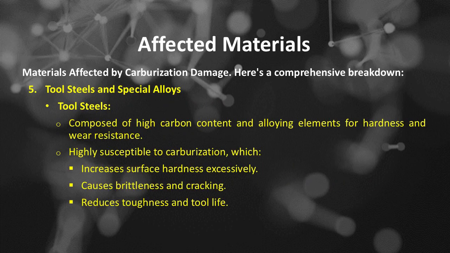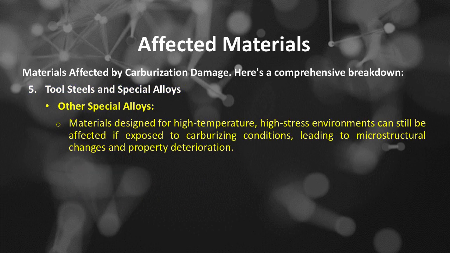Number 5 of materials affected by carburization damage is tool steels and special alloys. Let's start with tool steels, composed of high carbon content and alloying elements for hardness and wear resistance. They are highly susceptible to carburization, which increases surface hardness excessively, causes brittleness and cracking, and reduces toughness and tool life. Other special alloys, materials designed for high-temperature, high-stress environments, can still be affected if exposed to carburizing conditions, leading to microstructural changes and property deterioration.